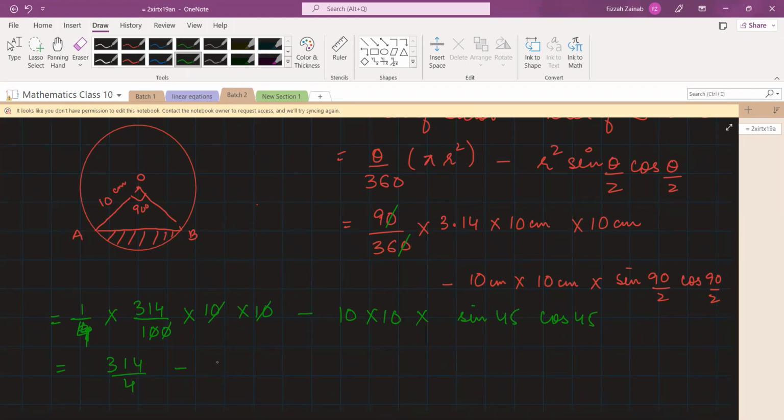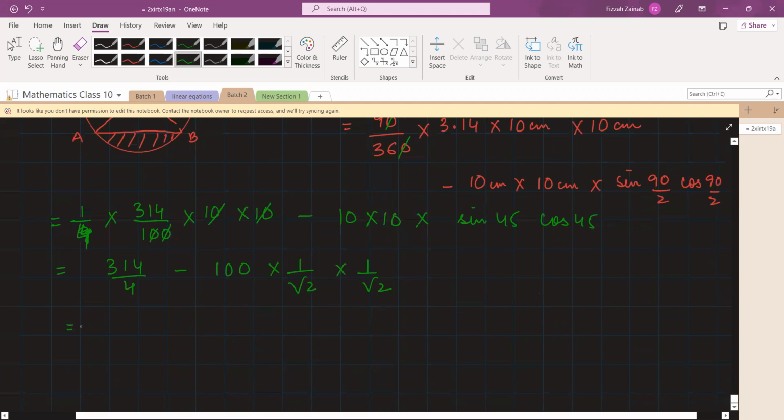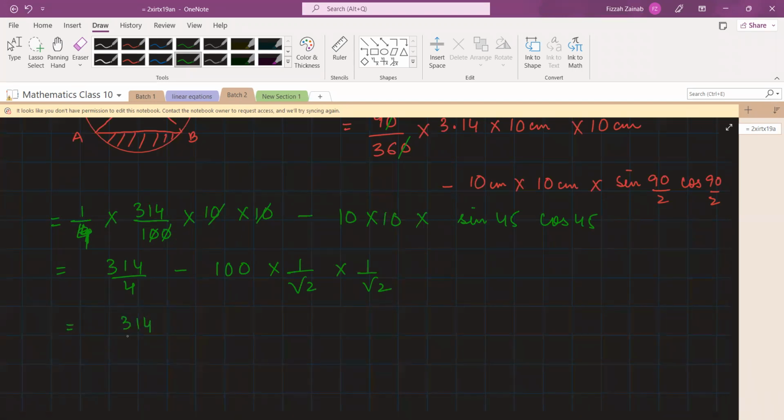And then minus, then you have 100. How much is sine 45? It is 1 upon root 2. So this is 1 upon root 2 into 1 upon root 2, right? Okay, so you have 314 divided by 4 minus 100 divided by root 2 multiplied by root 2, which becomes 2. Clear?